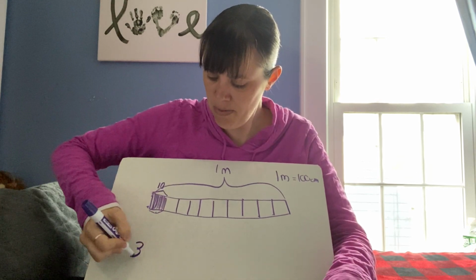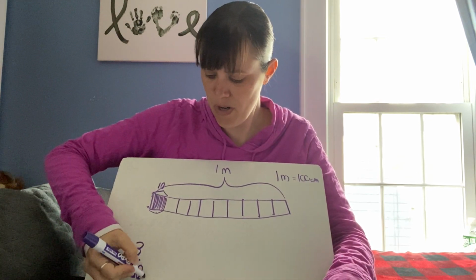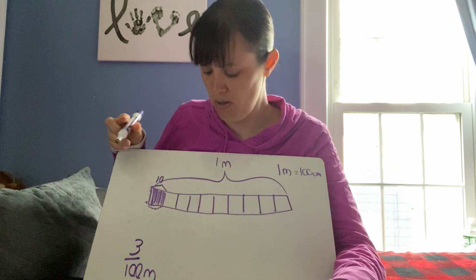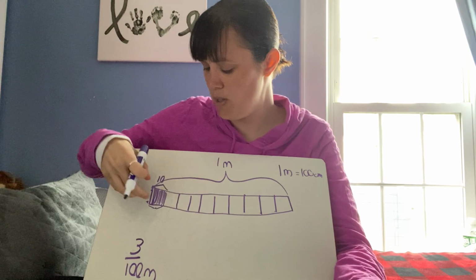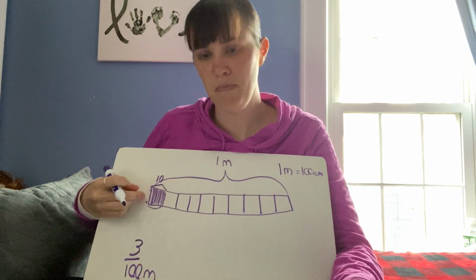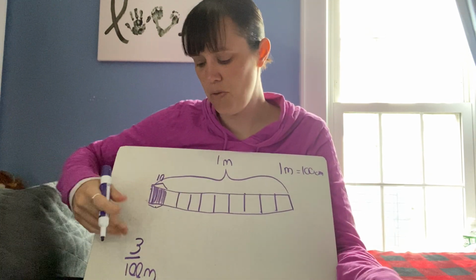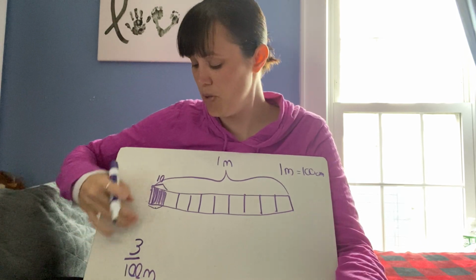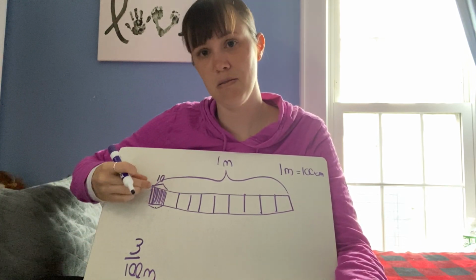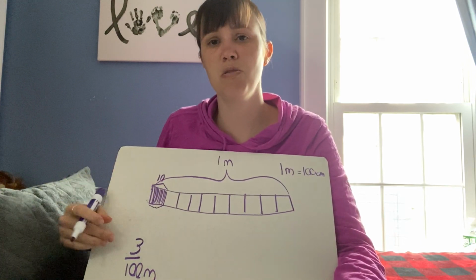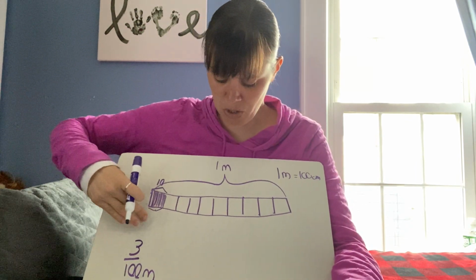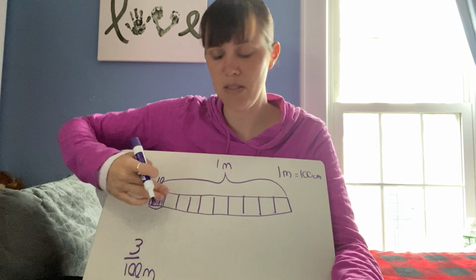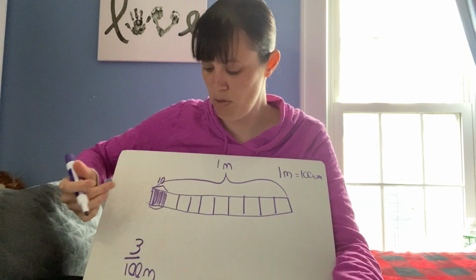If we were trying to figure out 3/100ths of a meter, do you think you shade in 1, 2, 3, or do you think you shade in 3 of these? So for 3/100ths, you're going to shade in just 3 of these. You have to picture 100 little guys here, and you are only going to shade in these 3.